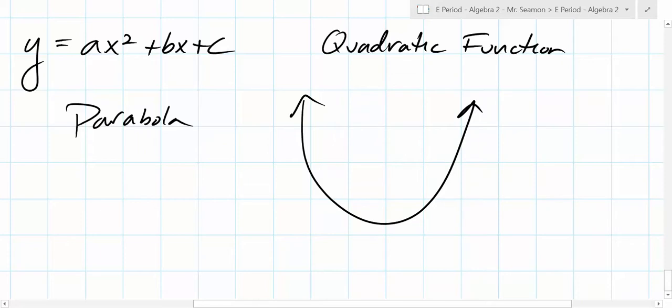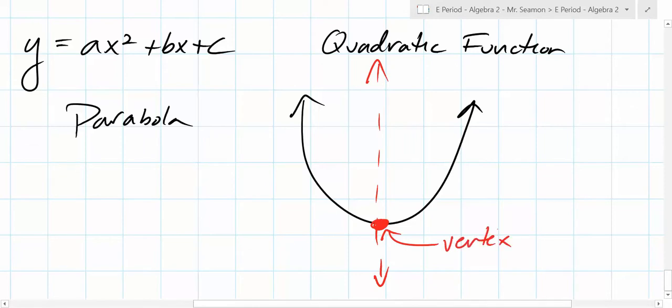There are some important features of a parabola. Can someone tell me one important feature of a parabola? Yes, Jen. If you cut it down the middle, like this? Yes. So if we cut it down the middle, say we labeled that point right there. What's that point called? Anybody know? Vertex? Yeah. This is called the vertex.